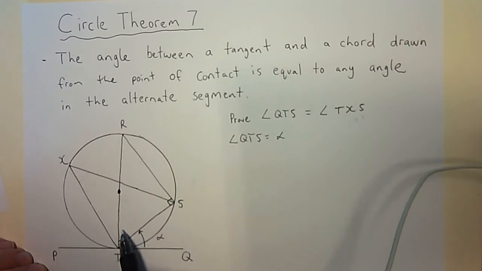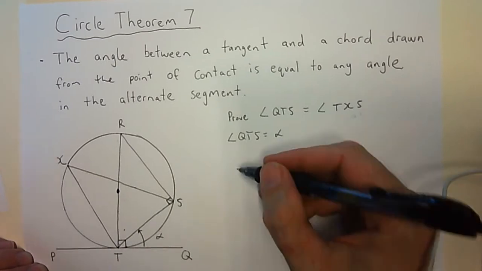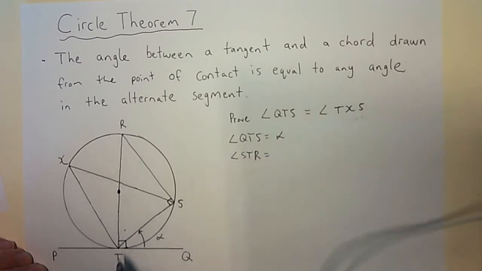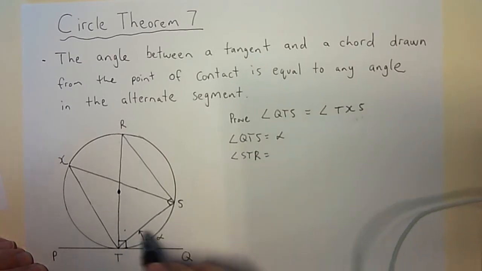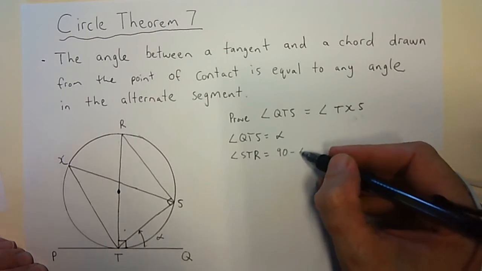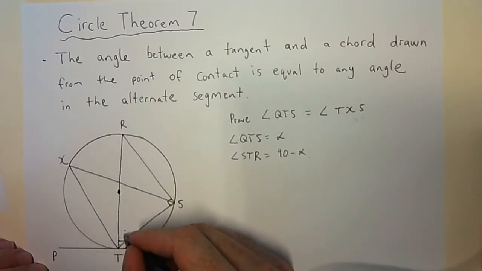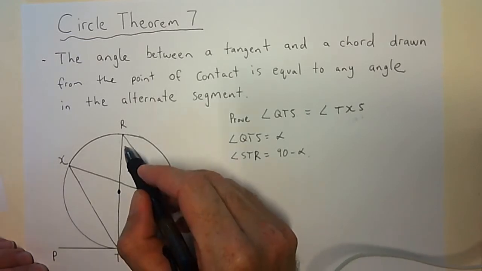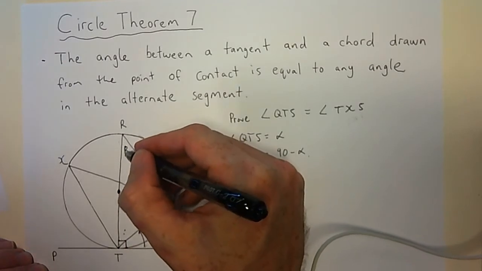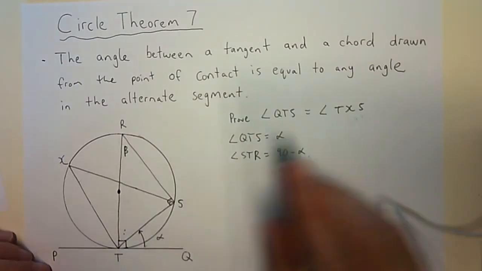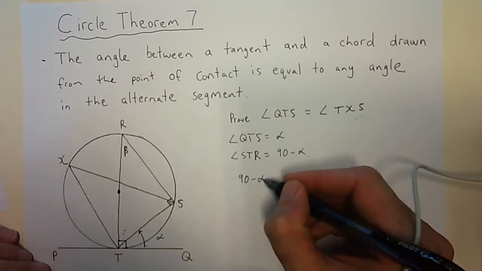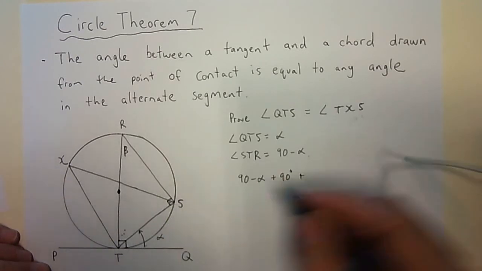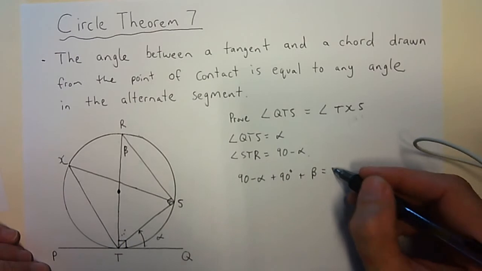Now from here, I'm going to work out what this angle is in here. So I could say angle STR is equal to, well, that's 90 degrees, and I'm going to take away the alpha. So this is 90 degrees, take away alpha in here. I know this is 90 degrees. I need to sort out what this angle here is, so let's just call that one beta for the time being. And so I can say that 90 take away alpha, plus 90 degrees, this one here, plus beta is equal to 180 degrees.